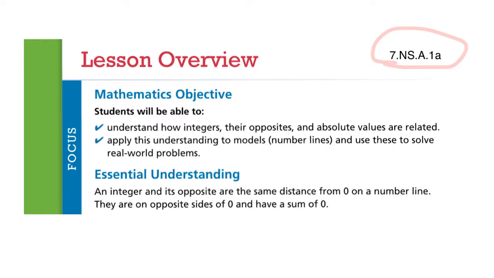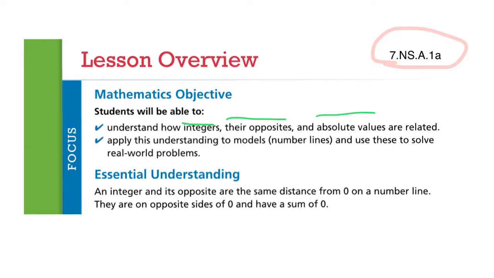And then here is our I can. Students will be able to, or I can, understand how integers, their opposites, and absolute values are related. Also, I can apply this understanding to models like number lines and use these to solve real-world problems. So the big things here, we're going to be talking about integers, their opposites, and absolute values. So there's 3 things here that we're really going to be focusing on.